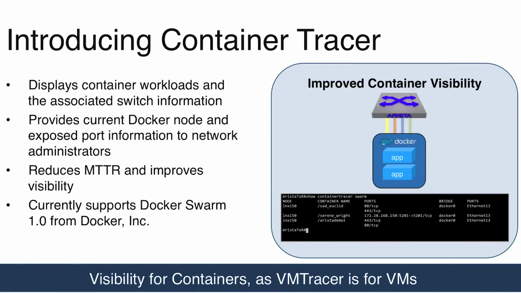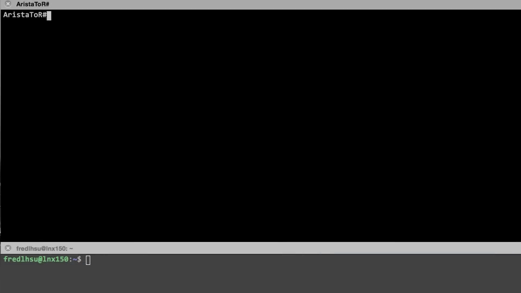The second feature is Container Tracer, which allows the network administrator to see what containers are running off of what switch ports. It also provides port information so that you know which ports are being opened by the container, and the virtual bridge information. This currently supports Docker Swarm 1.0. Now let's show you a demo of Container Tracer.